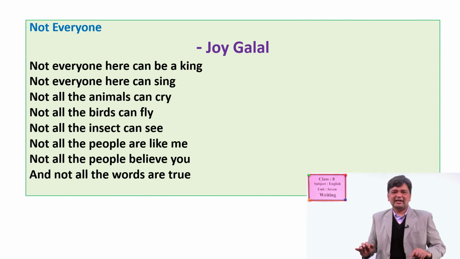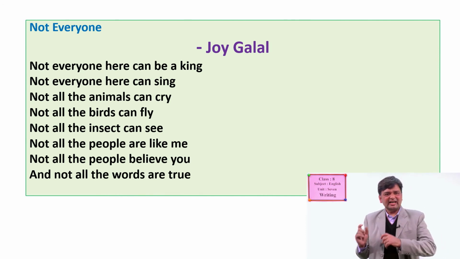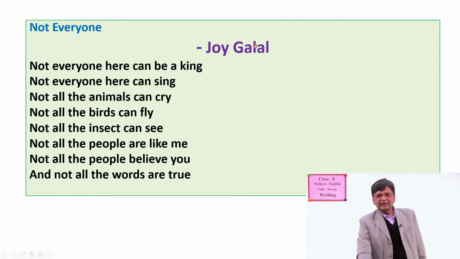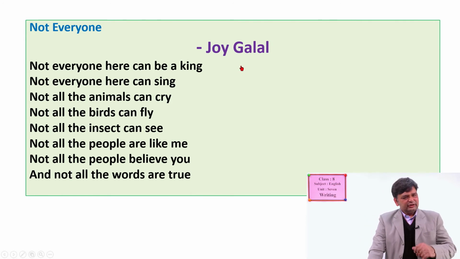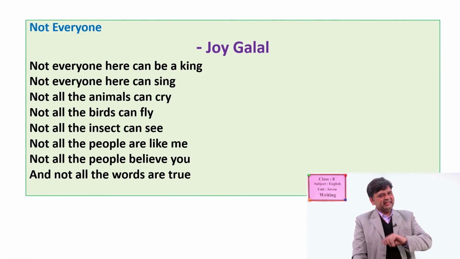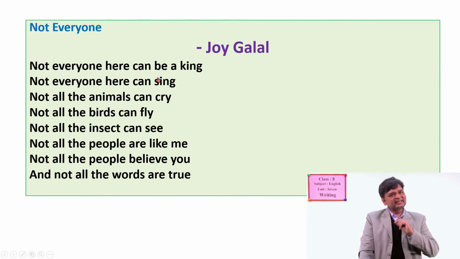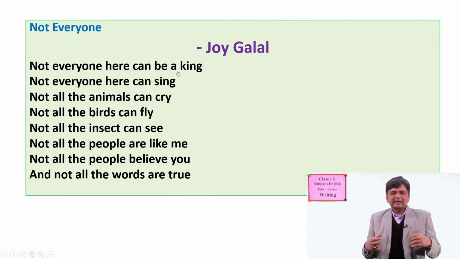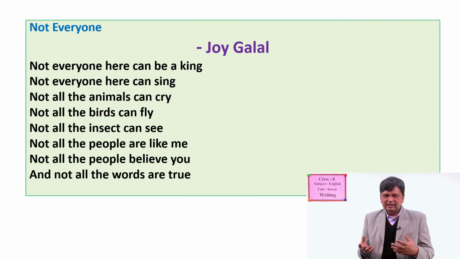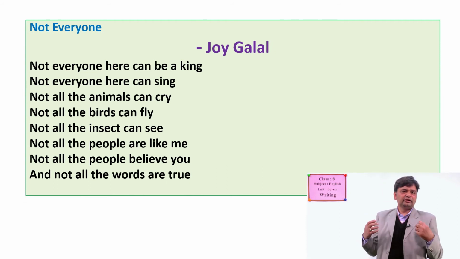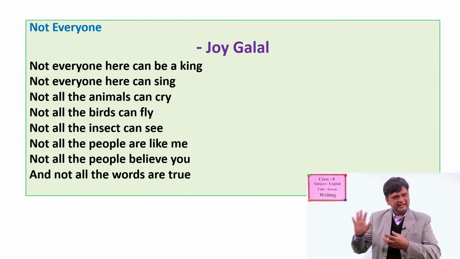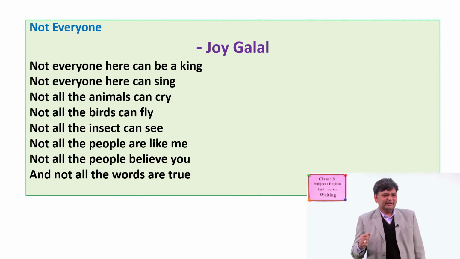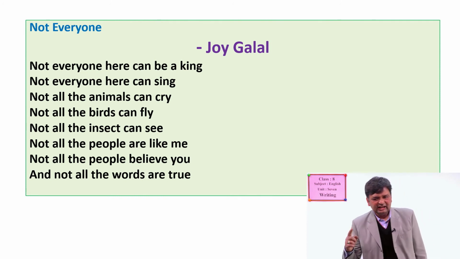The poem is titled Not Everyone, and it was composed by Joy Galal. So dear students, after reading it, I will ask you what the poem is about, right? You have to find out what the poem is about and how you feel when you read it. Do you feel the same way, or do you see some similarity between the types of people? Before that, I will read it and you have to follow me, okay? Are you ready? Yes.